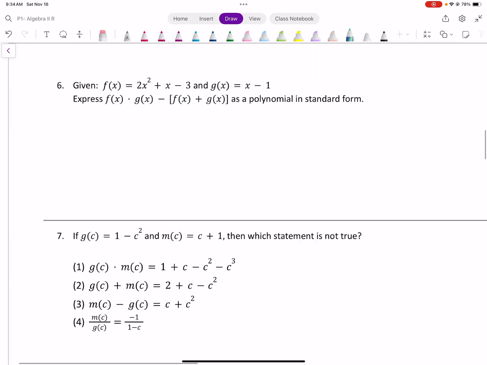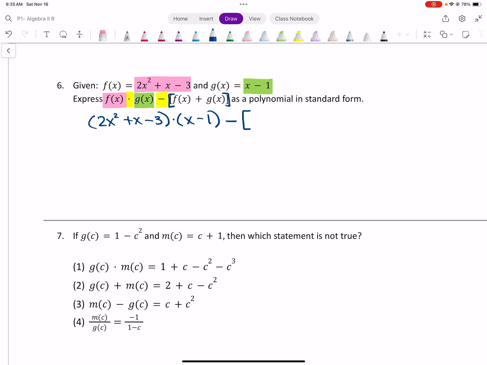Number 6, we're given f of x and g of x. It says express, so we're going to set this up very carefully. We're going to start with f of x, 2x squared plus x minus 3, times g of x, which is x minus 1. We're then going to subtract from it. These square brackets are just like giant parentheses. A lot of times they do that when there's going to be parentheses inside to help you distinguish between all the different parentheses. So now they're saying take f of x again, so 2x squared plus x minus 3, and we're going to add to it g of x, which was the x minus 1.